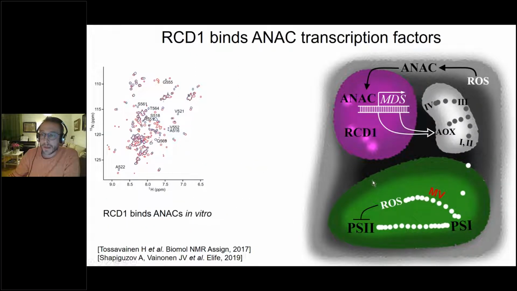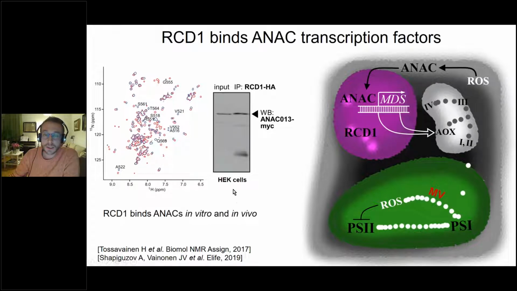So we see biochemically that RCD1 is binding ANAC transcription factors. We see this in vitro. So this is the NMR spectra that shows RCD1 with and without ANAC peptides. And we also see this in vivo, for example, here, in a heterologous expression system in HEK cells. Also, RCD1 binds ANAC transcription factors that are involved in mitochondrial retrograde signal.